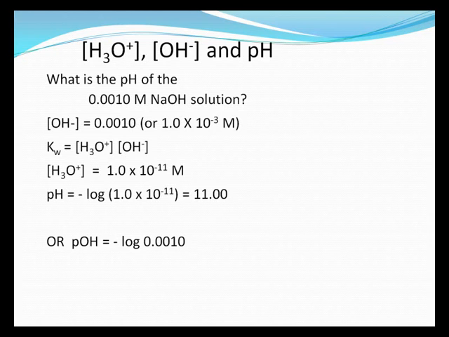The pOH is the negative log of 0.0010, which is equal to 3. And the pH is 14 take away 3, or 11. And this is a much more simplistic way of doing it, using the concept of the pOH to calculate a pH.